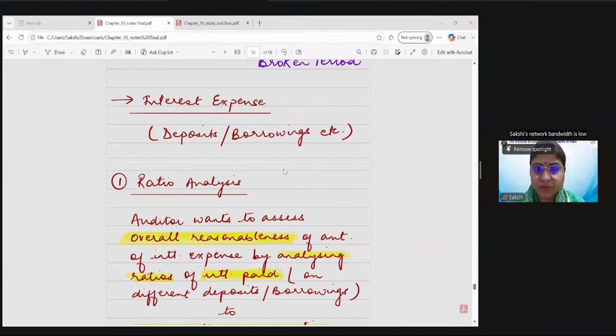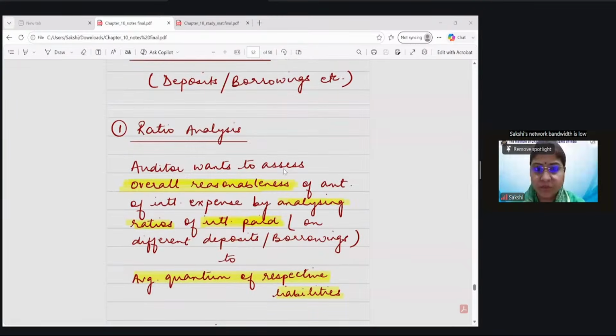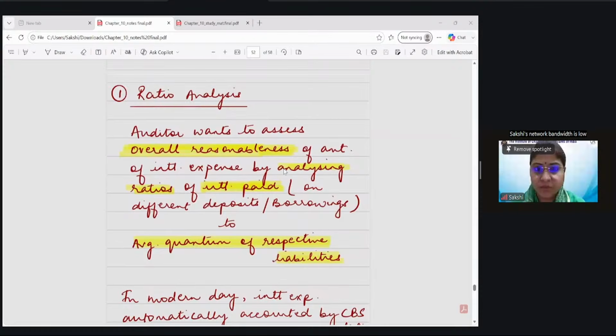First of all, they say there are a few methods. What does the auditor say here? The auditor wants to assess the overall reasonableness of the amount of interest expense by analyzing the ratio of interest paid to the quantum of respective liabilities. Let's see this example.